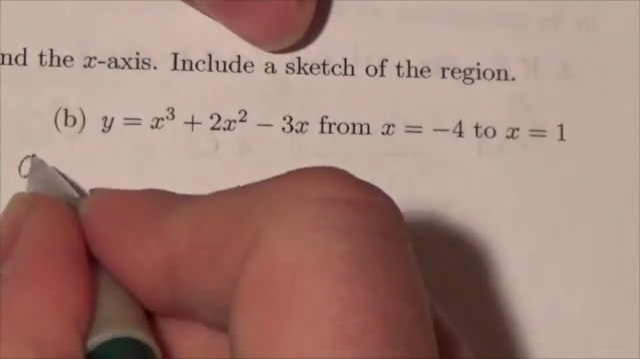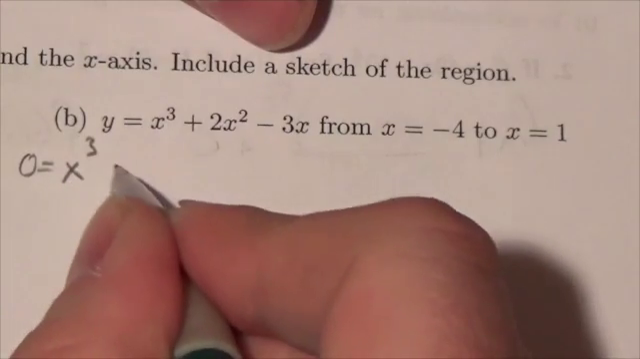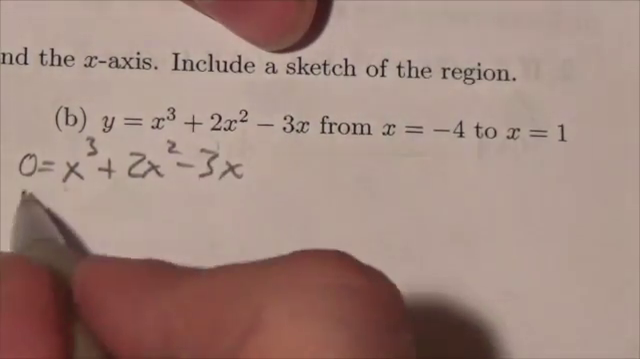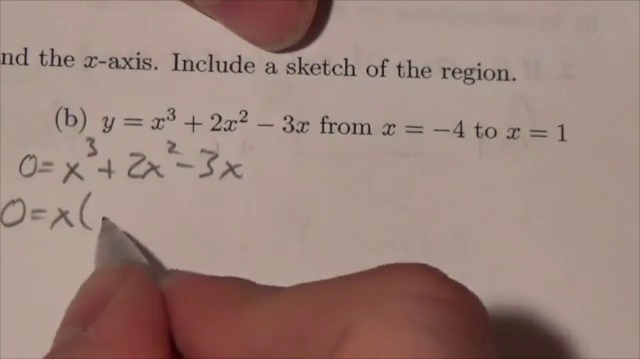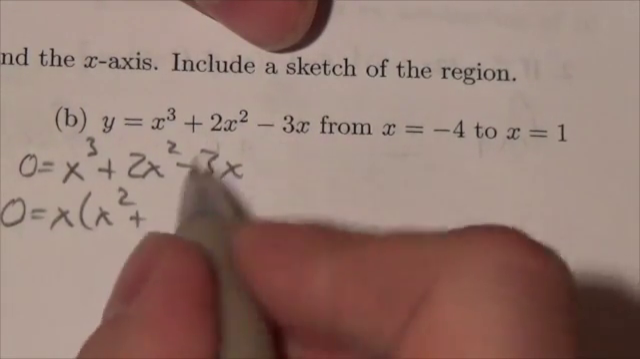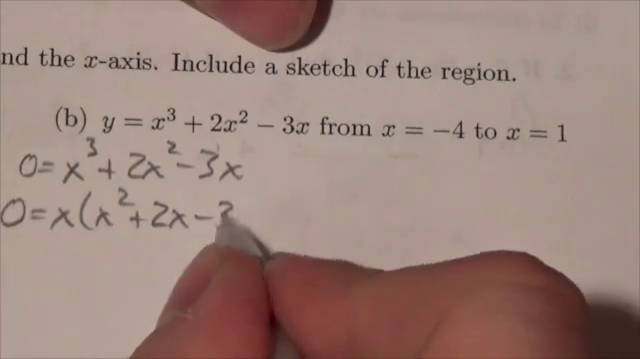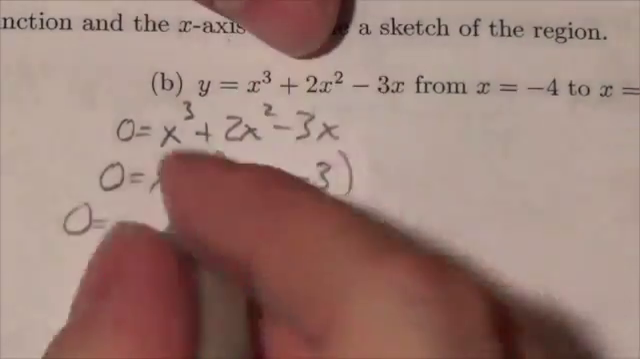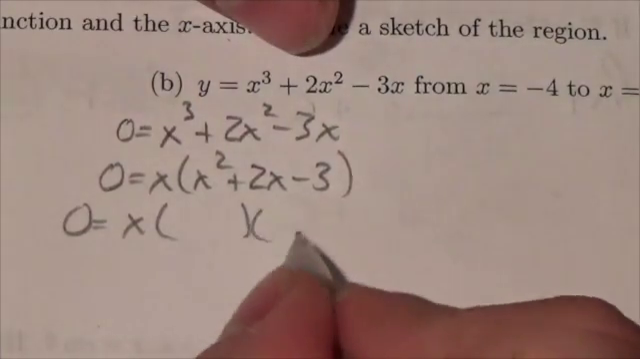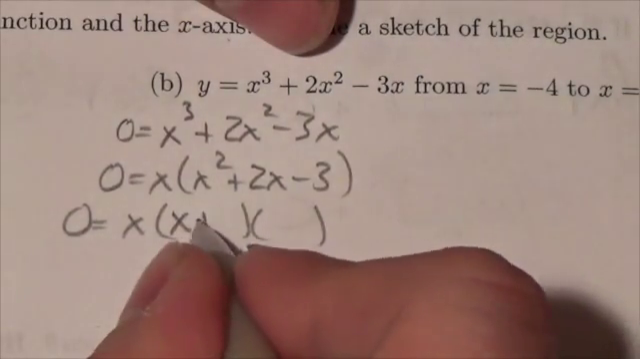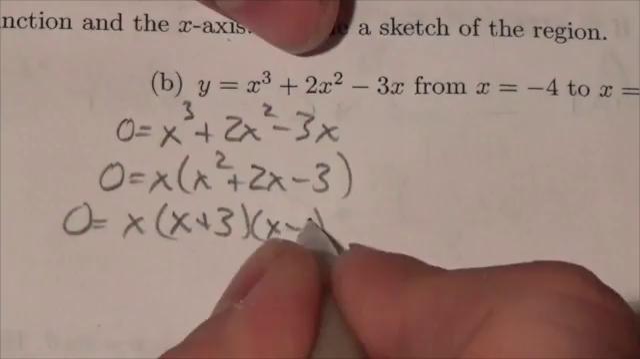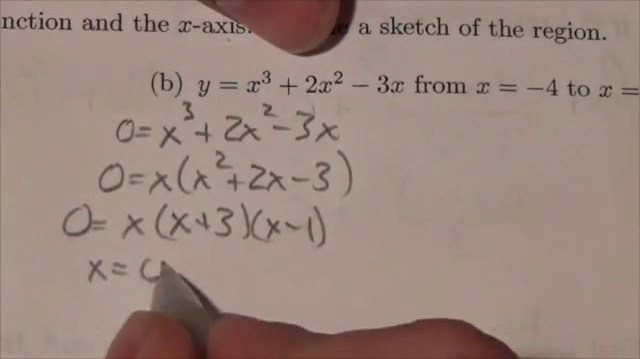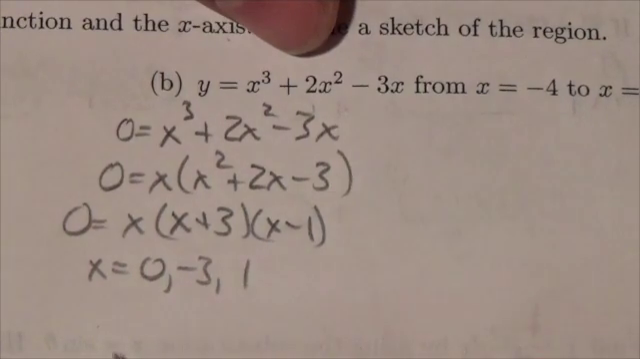So the first thing we're going to do here is find the x-intercepts. So we're going to let this equal to 0, and I notice right away that I've got a common x here. That's going to leave me with a quadratic when I take out that x, so x squared plus 2x minus 3. So 0 is going to equal x times (x + 3)(x - 1). Does that work? Yep. So my roots here are going to be 0, -3, and positive 1.